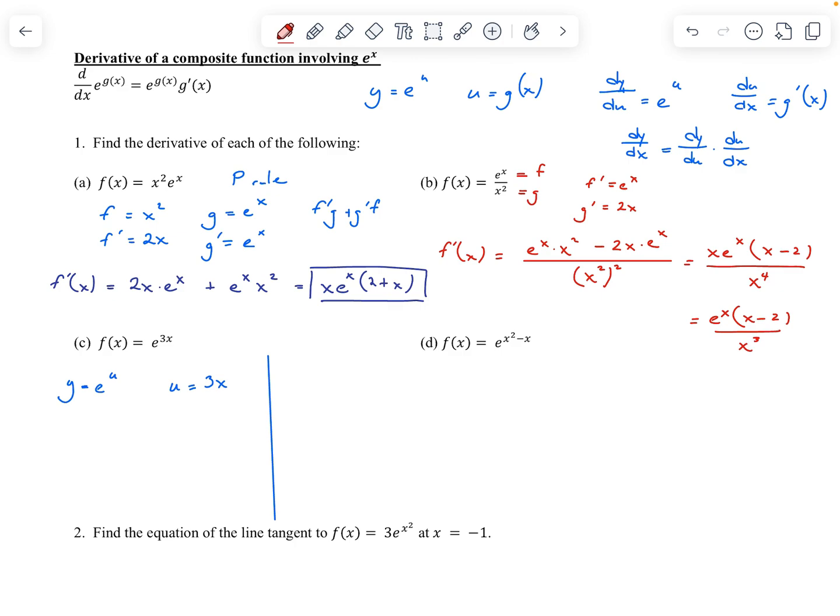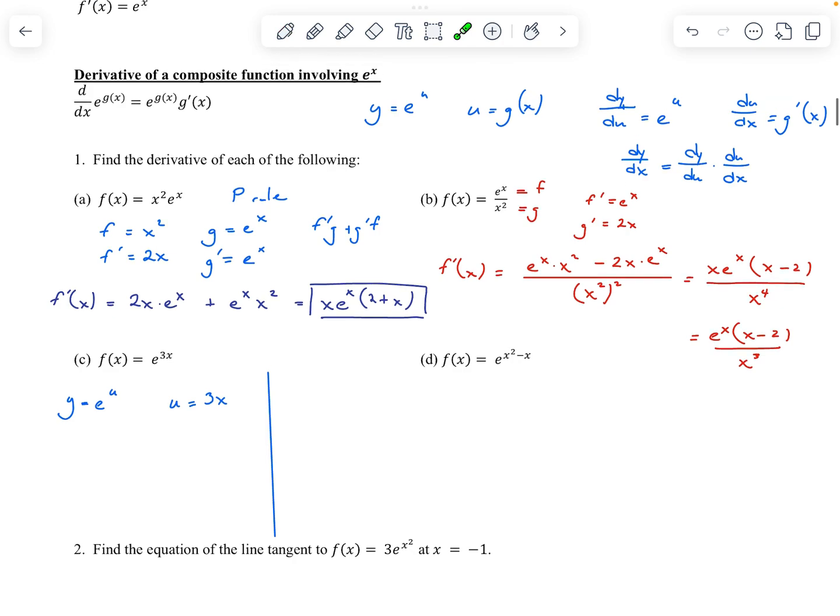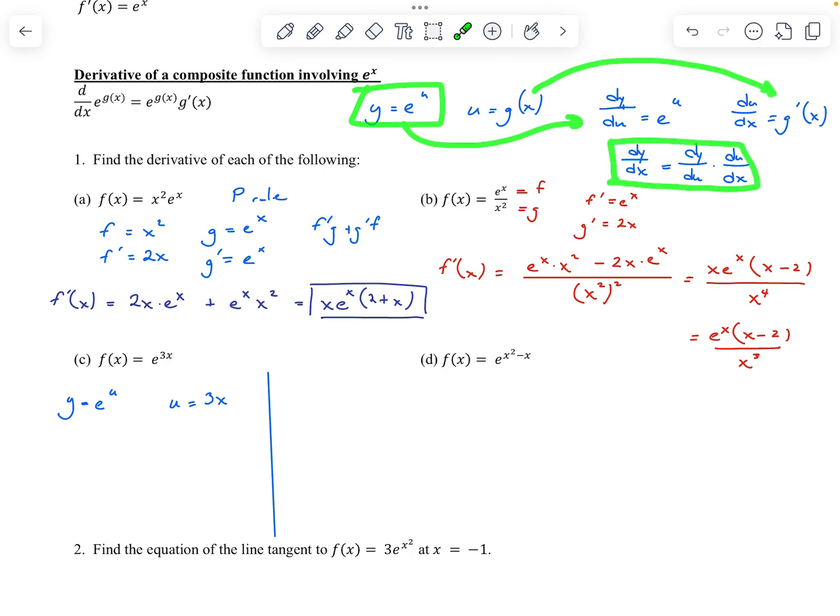Okay. Now this next question, question C, the textbook says this is a new rule to learn. They say if you're taking the derivative of an exponential function and the exponent is not x, use this rule. But you already know this rule. This rule is the chain rule. Replace this new function with u. The derivative of this is e to the u. The derivative of this is g prime. And then you multiply them to make dy dx.